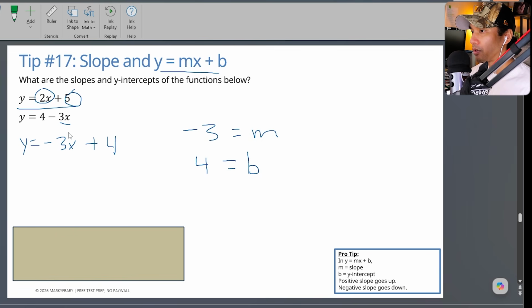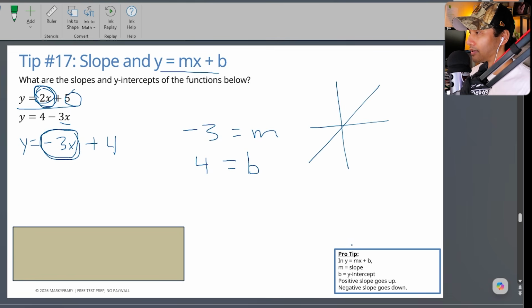So the pro tip: in y equals mx plus b, m equals slope, b equals y-intercept. And also, since there is no negative attached to it, this is a positive number, that means we have a positive slope. This is a negative slope because there is a negative attached to it. A positive slope looks like this. A negative slope looks like that. Tracking? Yes, you are. You are an expert. Let's go look at the challenge question.